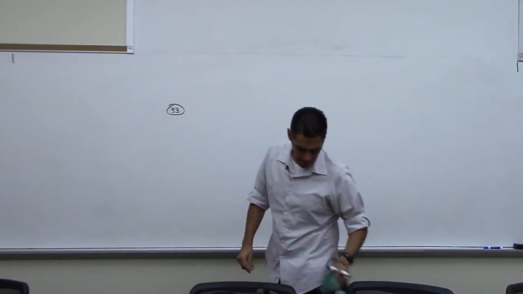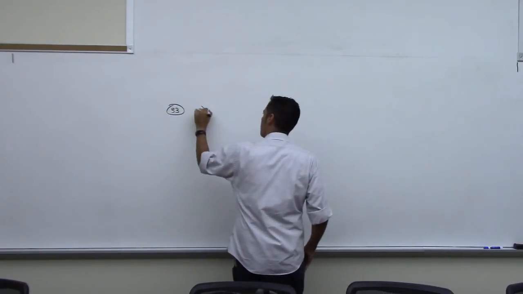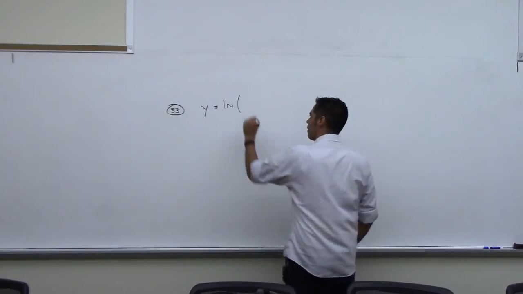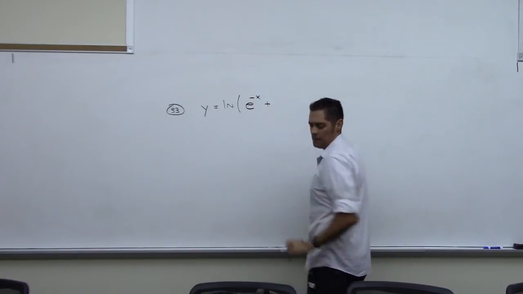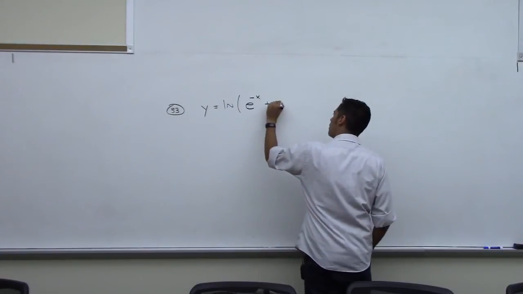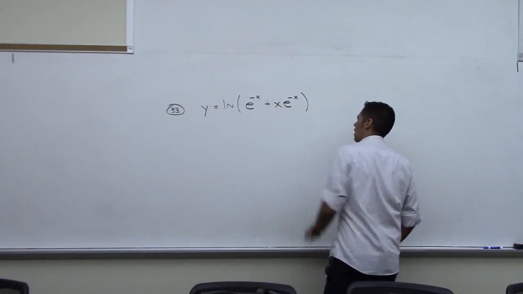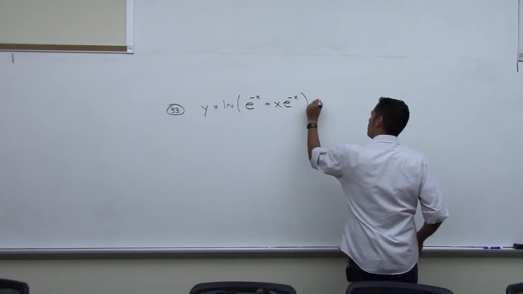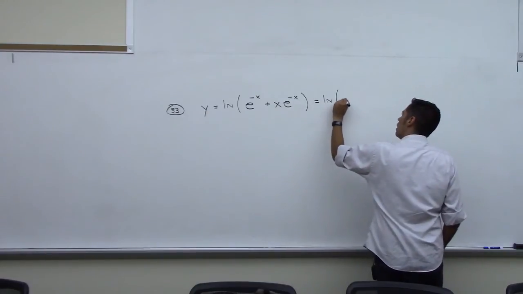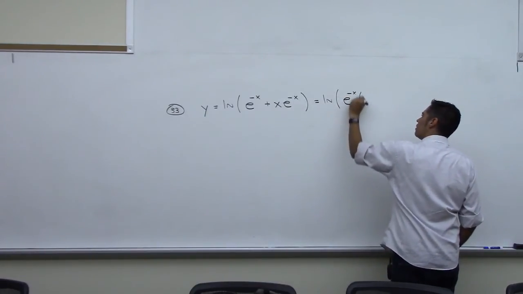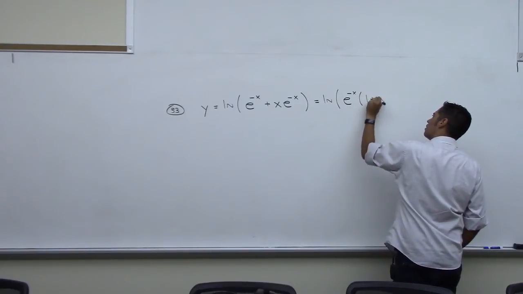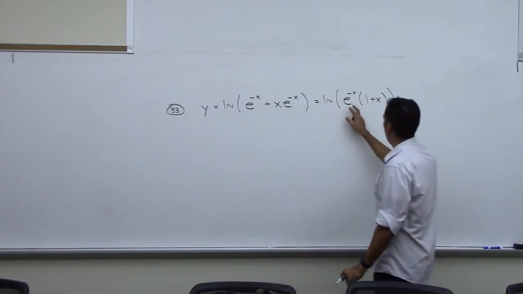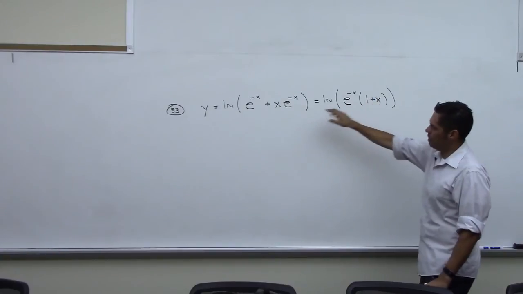All right, 33. Y equals natural log of e to the negative x plus x e to the negative x. All right, now you could just go with the straight derivative here and go after it. I'm going to do some algebra first, watch. I'm going to factor out an e to the negative x and be left with 1 plus x. You see that? This has an e to the negative x, that has an e to the negative x. I just pull it out here and this is what I would have. So if I distribute this back through, I get that.